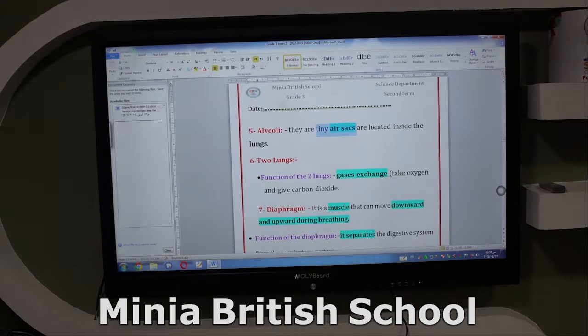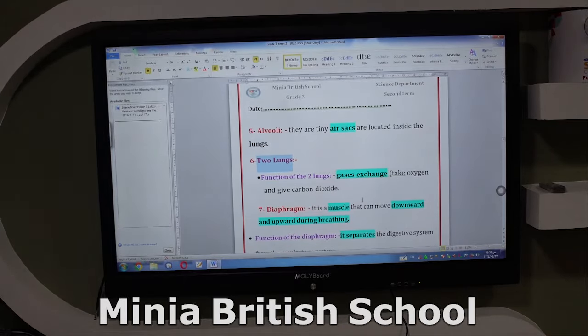Two lungs. What is the job of the two lungs? There is an important process that takes place in the two lungs. It's called gases exchange. You will take oxygen inside your body and carbon dioxide will leave your body.